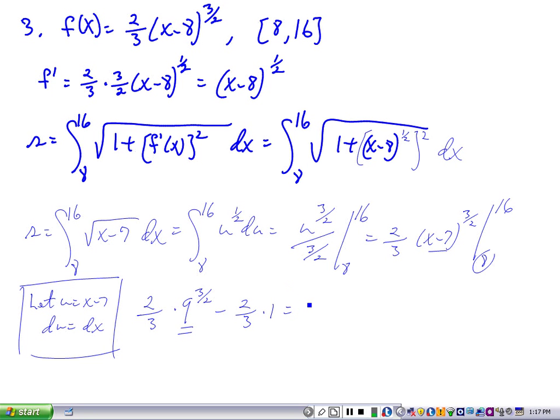So we simplify this, we have 2/3, and then this is 9 to the 3/2, that's 3 to the third, so we get 27 minus 1. So we get 26 times 2, that's 52 all over 3. Alright. So nothing strange about that.